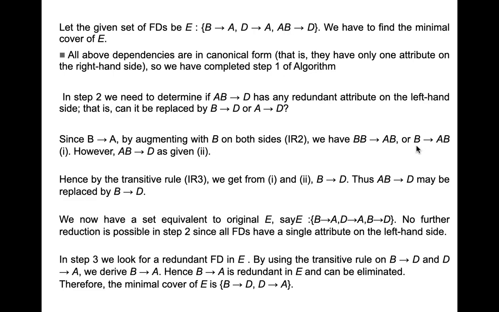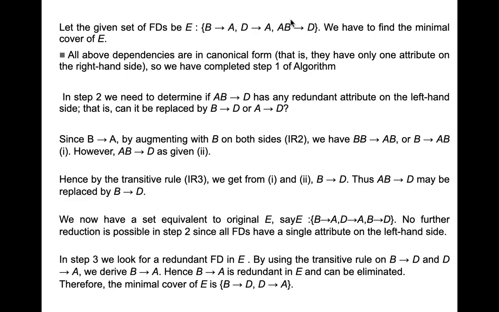So now we have B gives AB and AB gives D. By transitive dependency, we can say B gives D, right? How did we get B gives AB? By augmenting B on both sides of B gives A. That is how we got BB gives AB, and BB is B, so B gives AB. There is already the dependency AB gives D, which we are trying to deal with on the left hand side. So B gives AB is there, AB gives D is there, and from that we can derive B gives D, right?